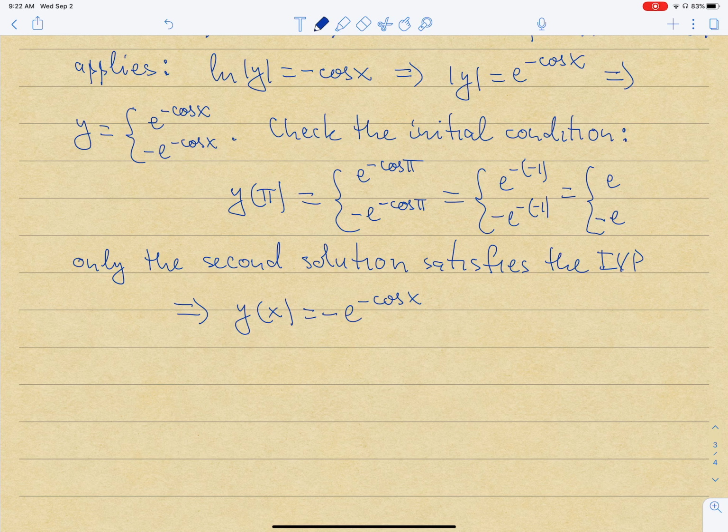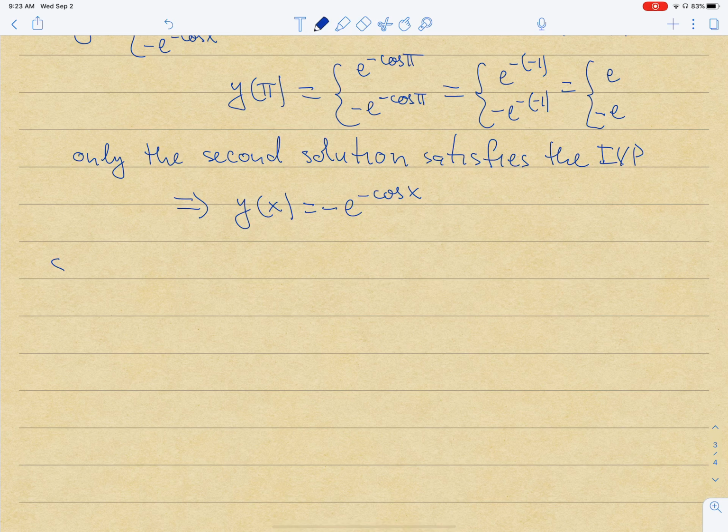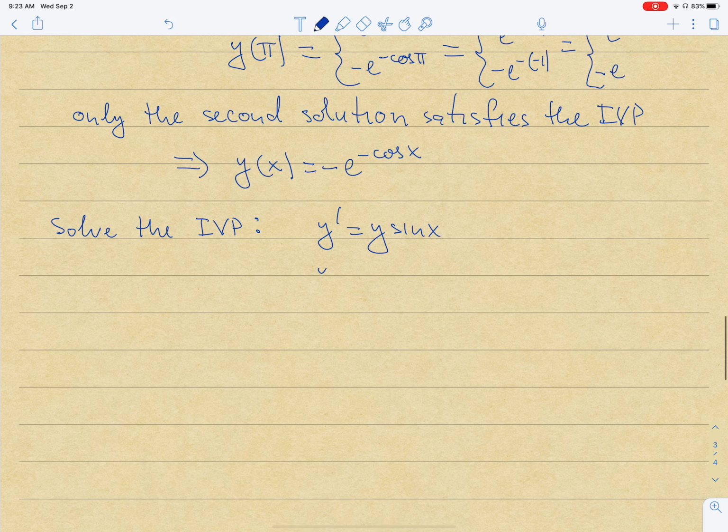So you see that in this case, solving the problem explicitly always produces two possible solutions, and I select which solution I'm going to use by checking the initial condition again. Let's do the third IVP. And the third IVP is going to be y prime is equal to y sine x, if that's what our equation was, yes. And then I'm going to assume that y of 1 is 0.